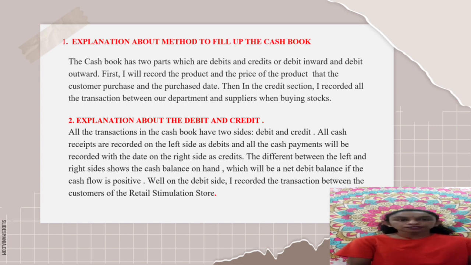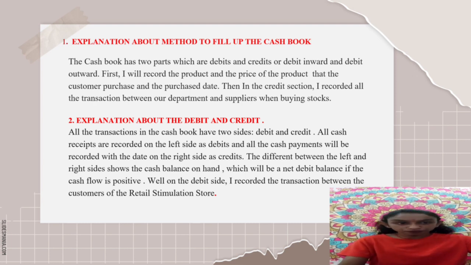Firstly, I will explain about the method to fill out the cash book. The cash book has two parts, which are debits and credits. It is also known as debit inward and debit outward. First, I will record the product and the price of the product that the customer purchased and the purchase date in the cash book. Then in the credit section, I will record all the transactions between our department and the supplier when buying the stocks.